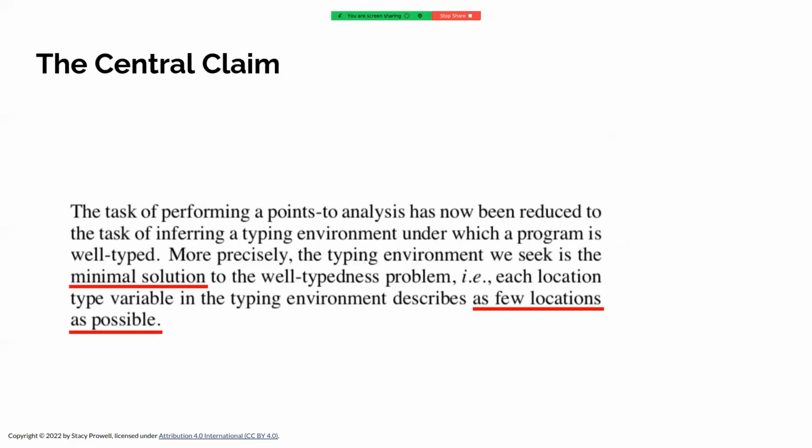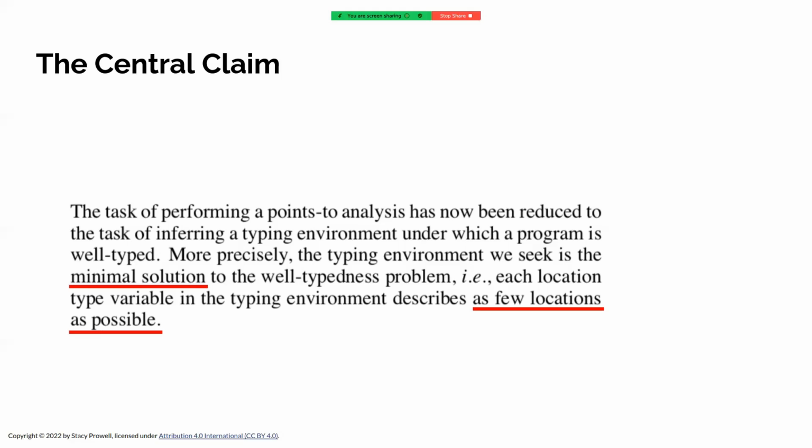Okay. Whew. With all that out of the way, we can finally turn to the central claim of Steensgaard's paper. And the central claim is this: the task of doing points-to analysis has been reduced to the task of inferring a typing environment under which a program is well typed. So he says, I have taken this hard problem of pointer analysis and I've turned it into type theory. And if you can give me a rule that tells me the type for everything in your program, you have actually solved the points-to problem.